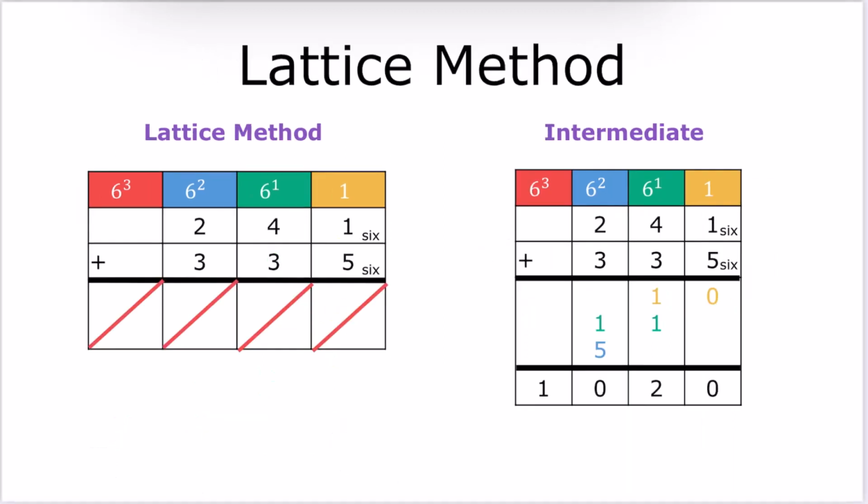And you could also use the lattice method. So if you wanted to use the lattice method to solve a problem like this one, you would say, okay, well, in base 6, 1 plus 5 is going to equal the number 10 because you have a 1 in the sixes column and no units.